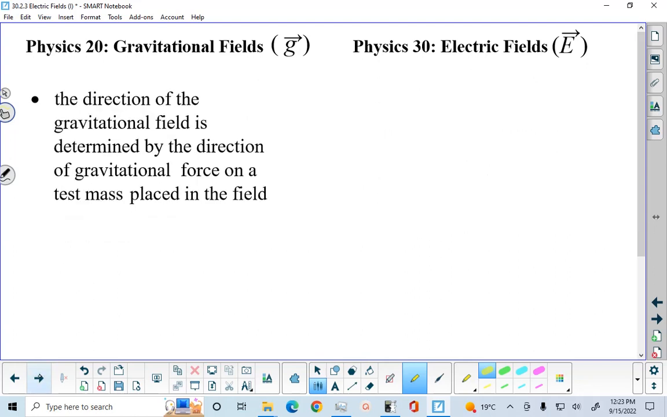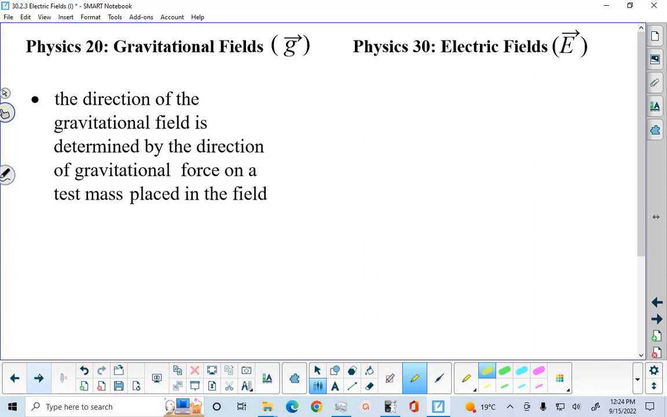Now things take a turn here. They get a little bit more difficult. If I ask you what is the direction of the gravitational field, you simply ask yourself, well, which direction will the object that I put in the field be forced? So imagine me standing in front of you right now in the room, holding a calculator in the palm of my hand. I can feel that the gravitational force on that calculator is towards the floor. So that would mean that the direction of the gravitational field is towards the floor, because it will produce a gravitational force towards the floor.